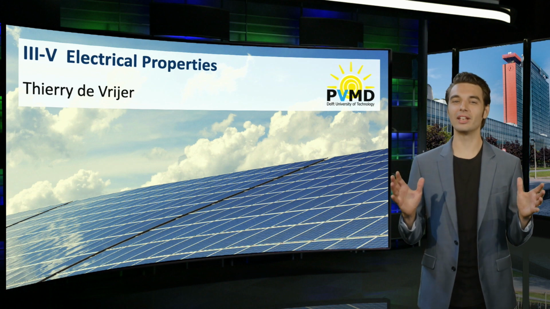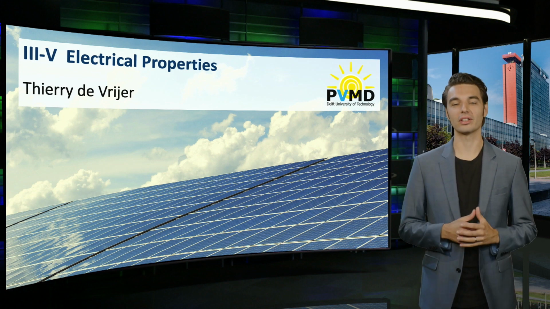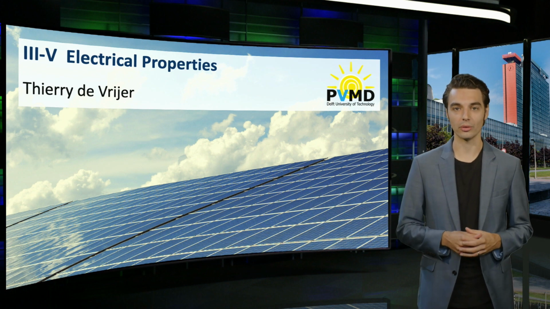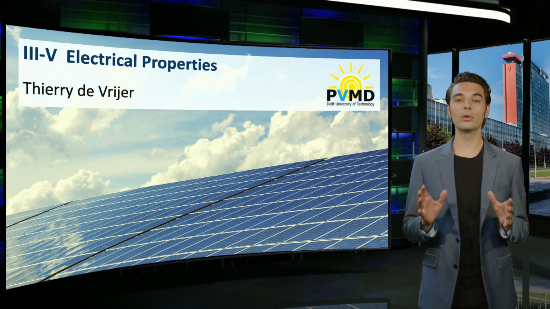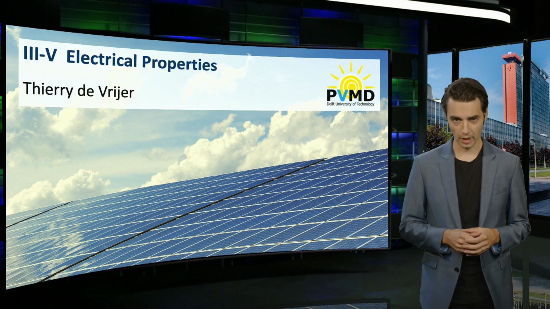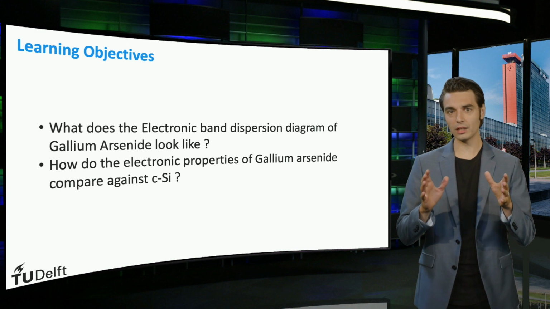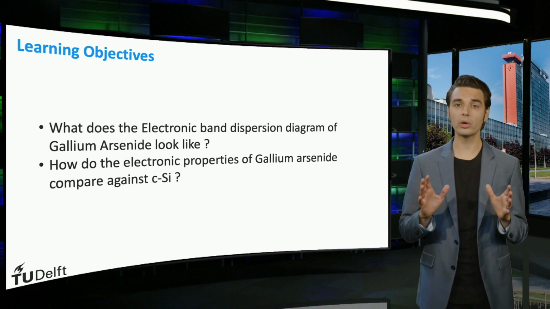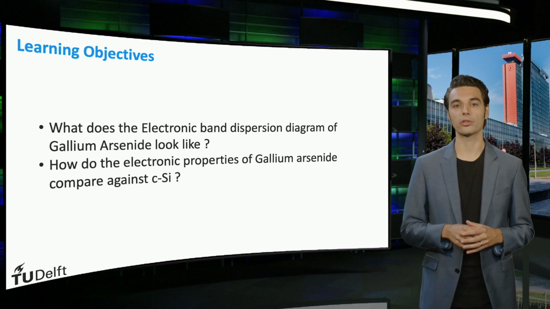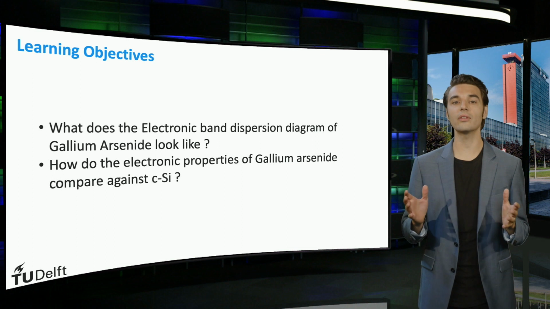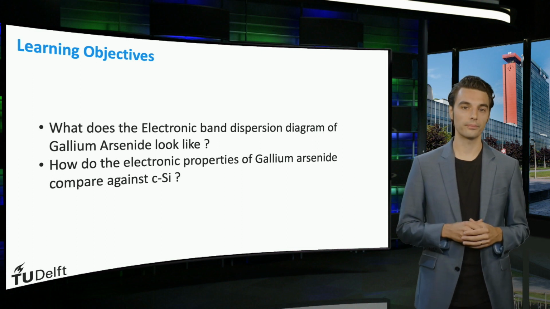In the previous video, we introduced the III-V PV technologies and discussed the structural properties of the III-V absorber materials. In this video, we will look at the electrical and optical properties of the III-V materials. To that end, you will learn about the electronic band dispersion diagram of gallium arsenide. We will also look at the absorption characteristics of gallium arsenide and compare it with that of crystalline silicon to understand the differences between both materials.